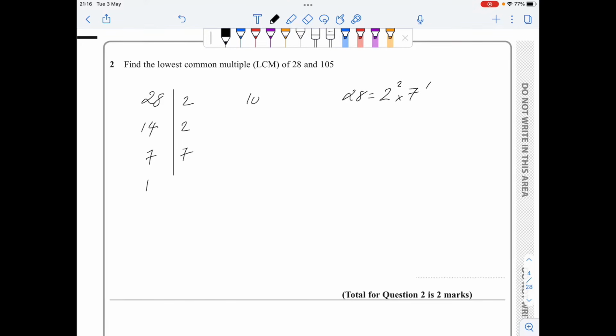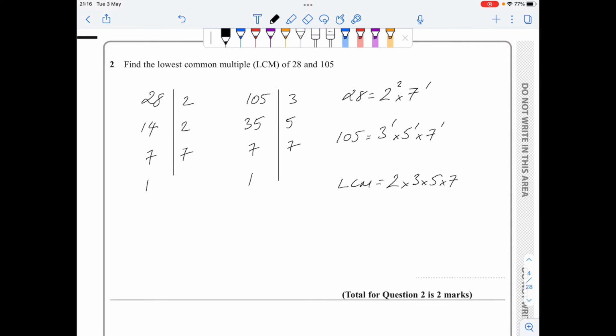And then for 105, let's divide by 3. I'll get 35, divide this by 5, gives me 7, divide by 7 gives me 1. So 105 is equal to 3 to the 1 times 5 to the 1 times 7 to the power of 1. Now the lowest common multiple is equal to all of these numbers to the highest power. Now 2 has a power of 2, everything else has a power of 1, which means that the lowest common multiple is 420.